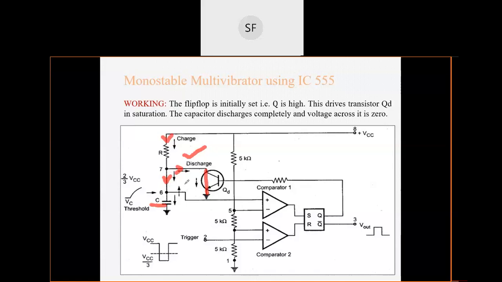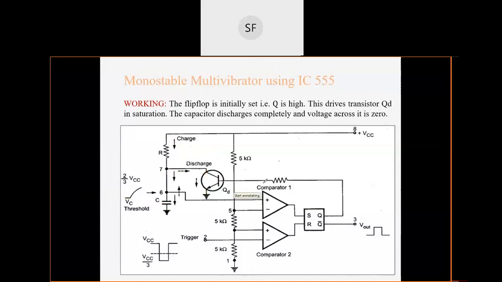No, sorry, it is not discharging. Just one second. Okay, so I am again explaining what is happening here.